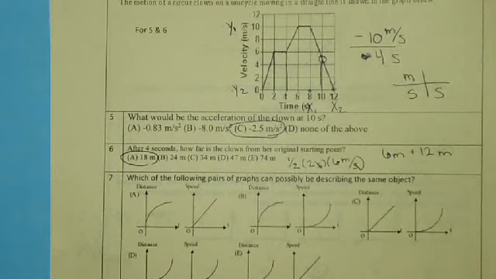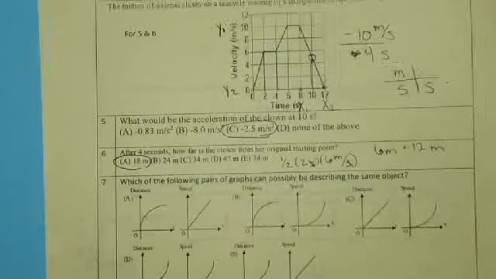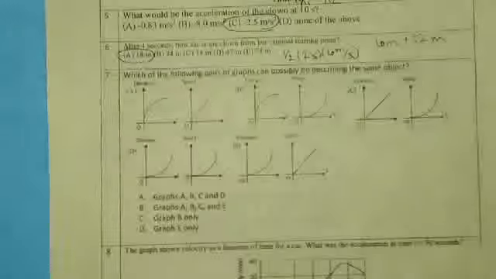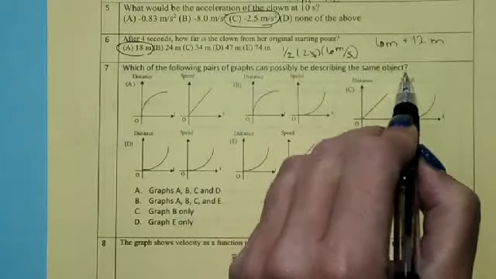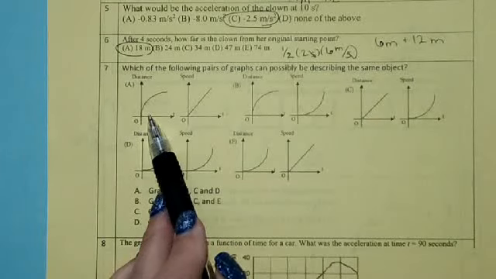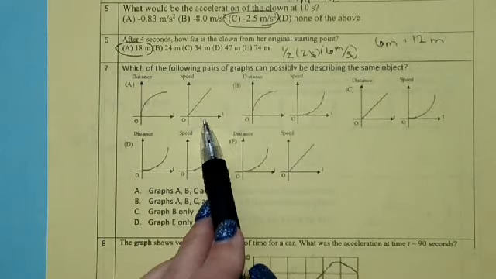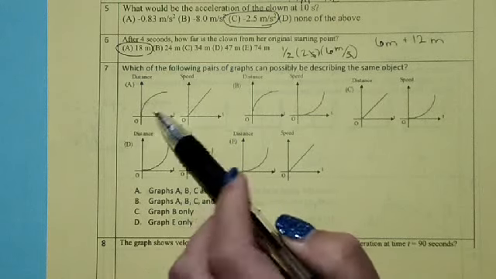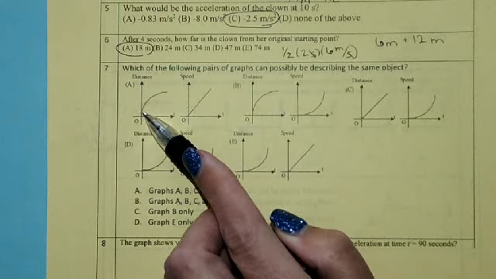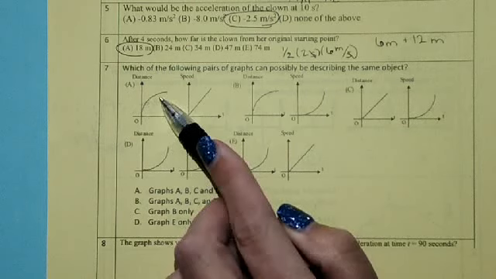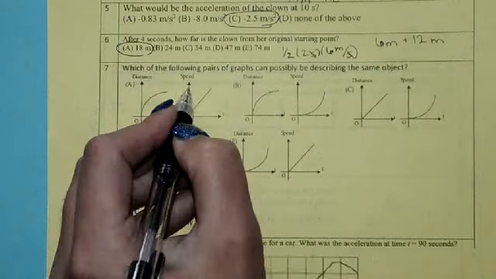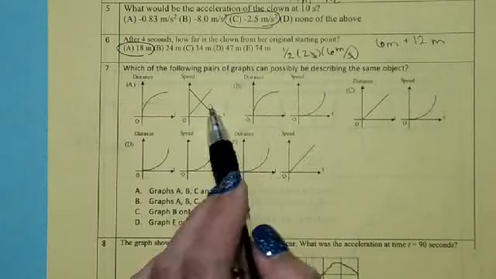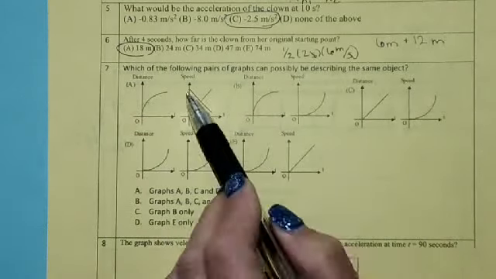Number 7. Which of the following pairs of graphs can possibly be describing the same object? Each one is a position time graph followed by a velocity time graph. Here we have a positive decreasing slope. That means I need a positive decreasing velocity. That would look like this. So those two don't match. I need a positive decreasing velocity.